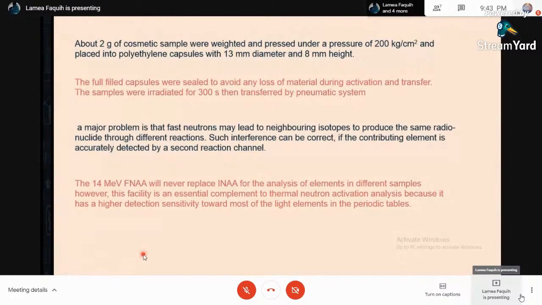Basically, if we compare instrumental neutron activation analysis, that is INAA, which we covered in previous cases, to fast neutron activation analysis, we'll see that INAA is a very classical technique and it cannot be replaced. But sometimes fast neutron activation analysis does give us some benefits, because we can use it where we do not have access to thermal neutrons.